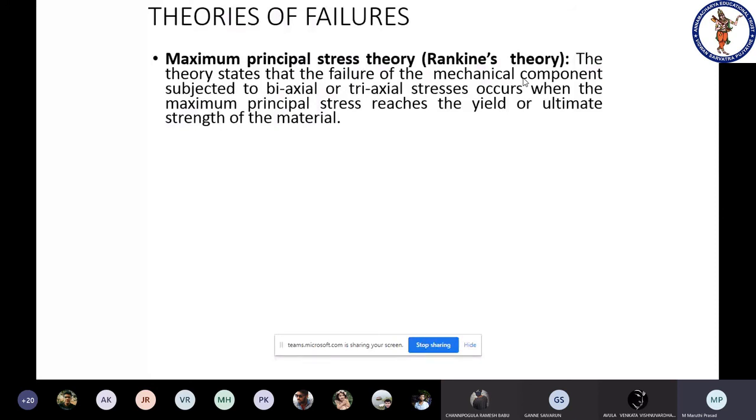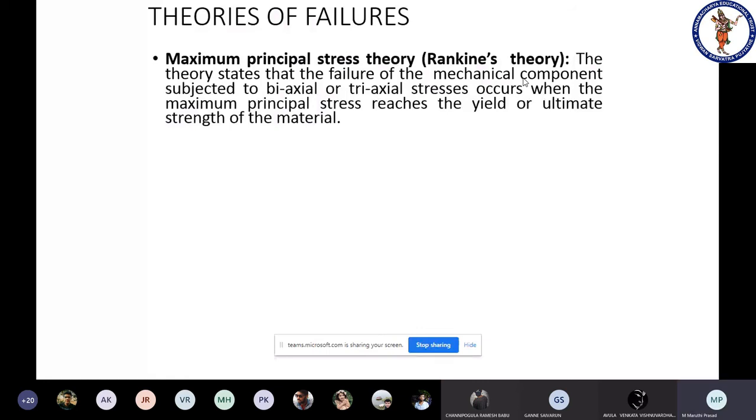When I have taken mild steel, what is its yield point? What is its ultimate point? We have already calculated them in our laboratory. What is the shear strength of that particular material? Already calculated. What is the impact strength of the material? We have calculated it in the laboratory. For each and every material, we calculate the properties of the material by using laboratory tests. That is the property of the material.